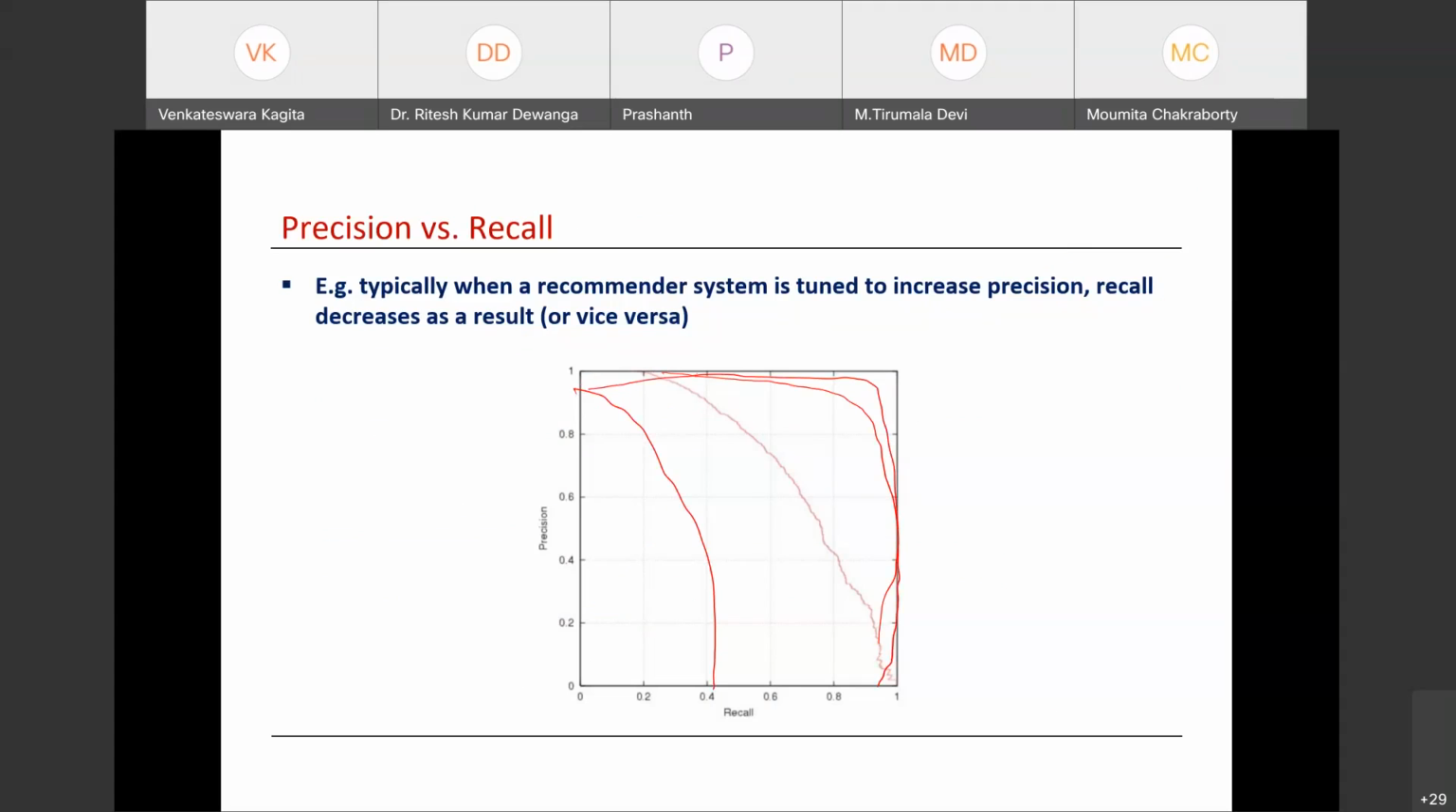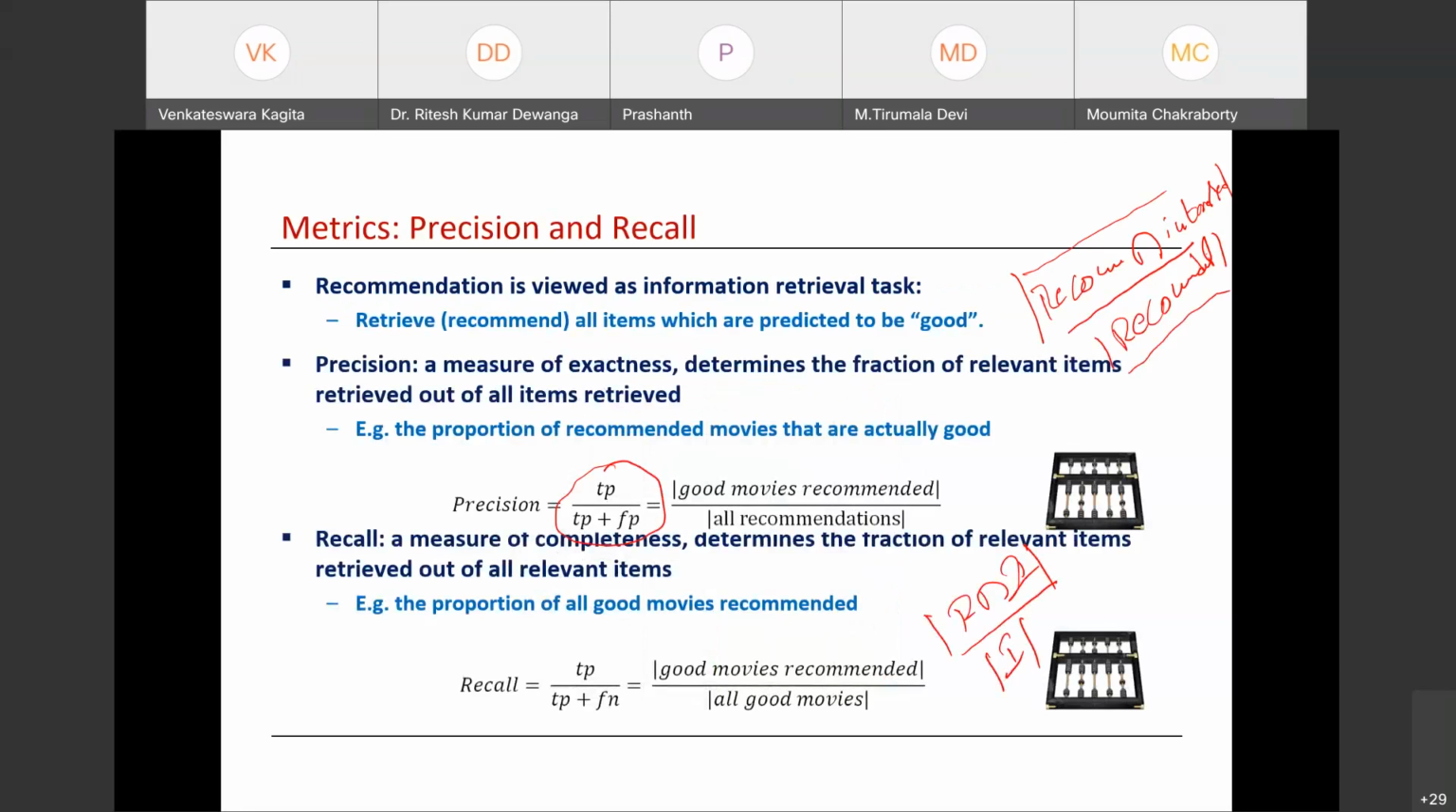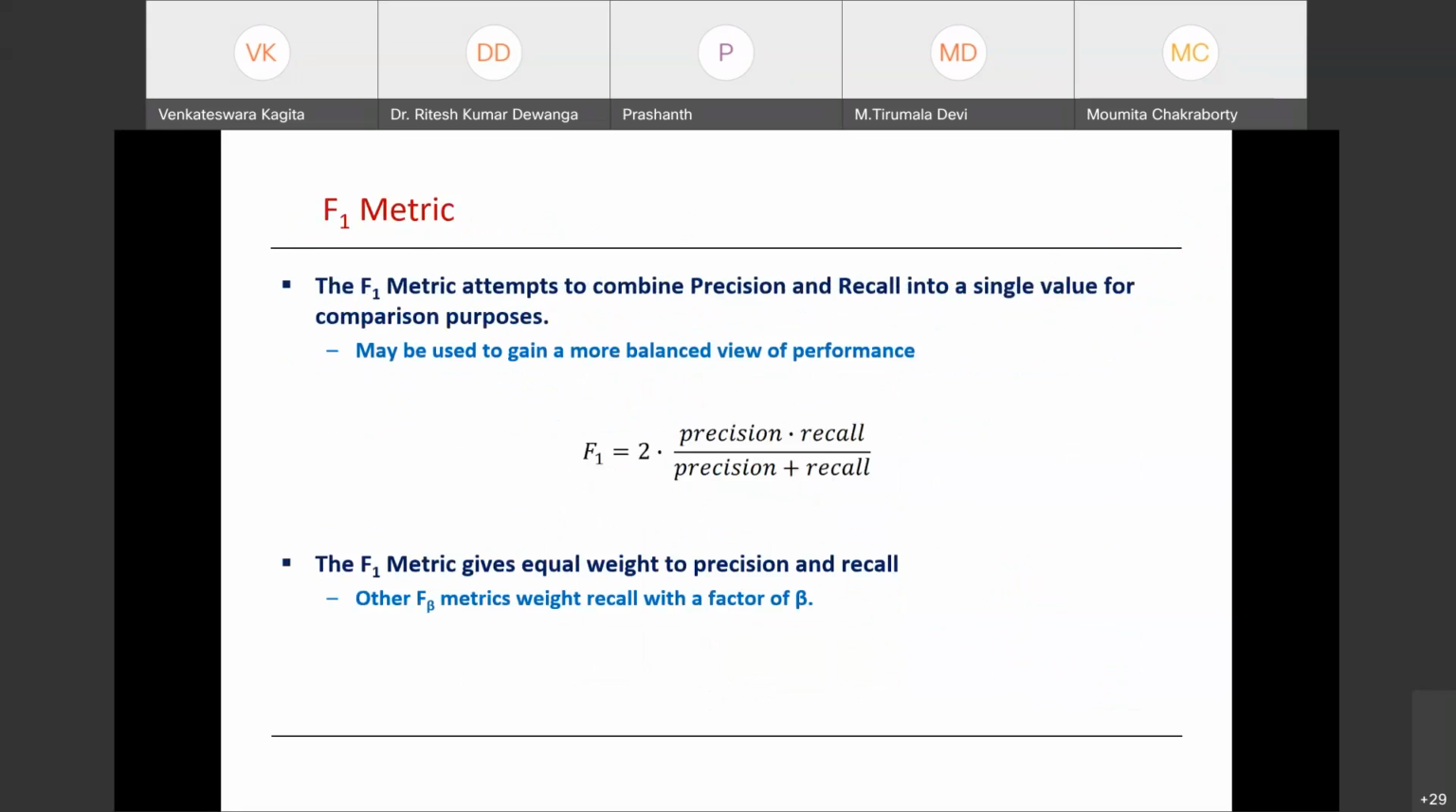The precision also should be high. Recall also should be high. If it is high, then it is a good recommender system. Otherwise, it is not. Then the F1 metric is another metric, which is 2 times precision times recall divided by precision plus recall. This is also one of the standard metrics to evaluate recommender systems.